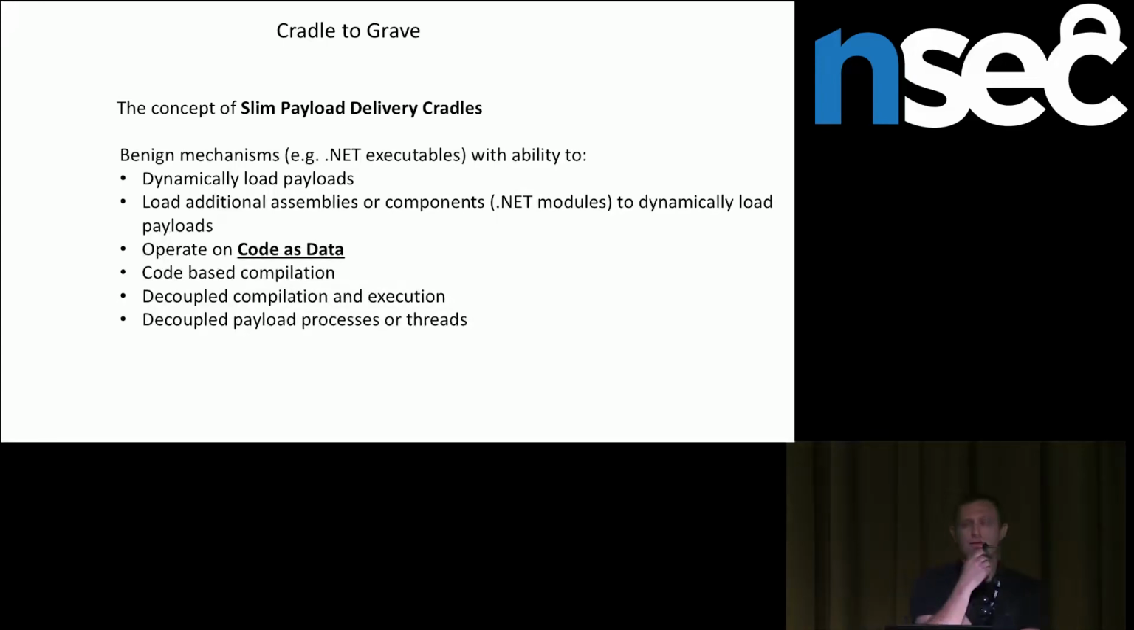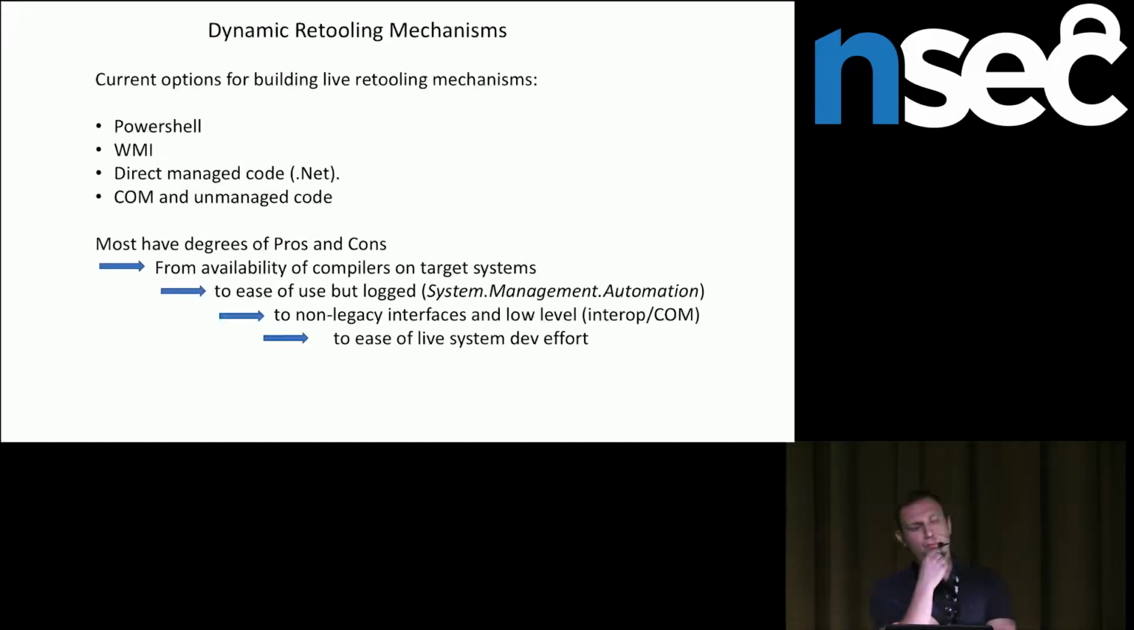So what are the current options that we have? Well, normally we default to PowerShell, right? It's available, it's installed, it's used very heavily from both defensive and offensive perspectives. We've got WMI, and we also have COM and unmanaged code, right? You can code towards the direct API in the Windows machine. You also have direct managed code, which is .NET. Everybody loves and knows about it, right?